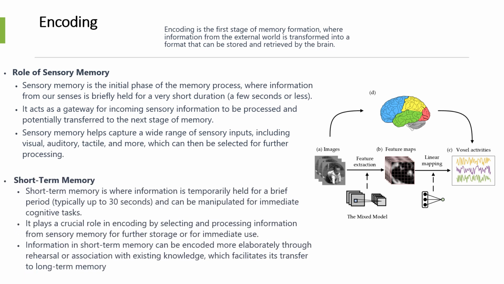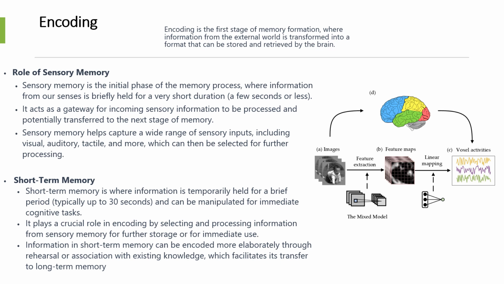Short-term memory. Short-term memory is where information is temporarily held for a brief period, typically up to 30 seconds, and can be manipulated for immediate cognitive tasks. It plays a crucial role in encoding by selecting and processing information from sensory memory for further storage or immediate use. Information in short-term memory can be encoded more elaborately through rehearsal or associated with existing knowledge, which facilitates its transfer to long-term memory.